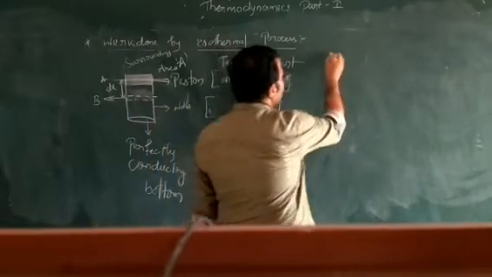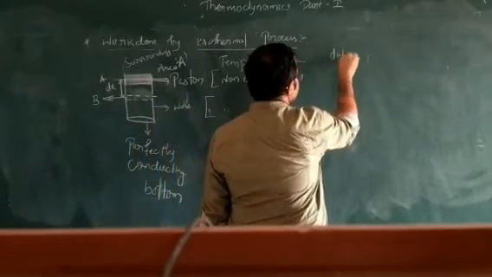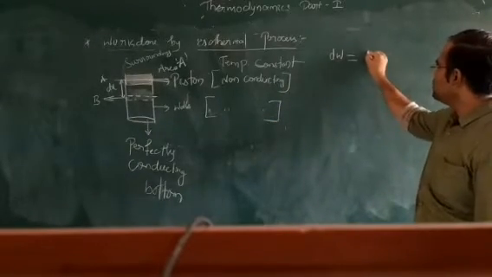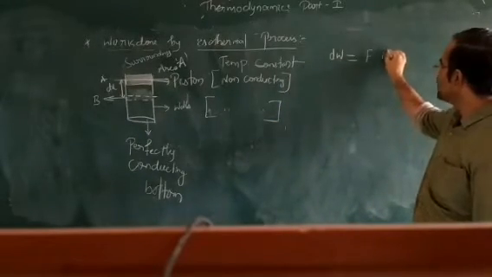Now we observe a small amount of work done. What do you write for a small amount of work done? dw. So this small amount of work done will be force into displacement.